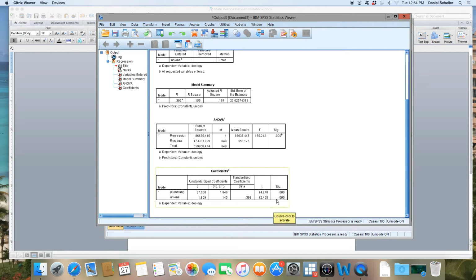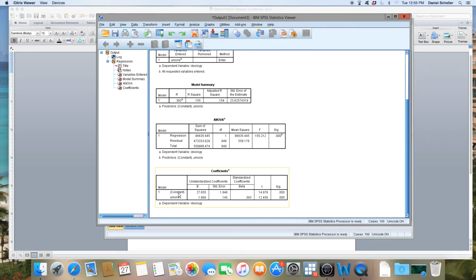Is it statistically significant? Yes. If you look at the SIG column for unions, it's 0.000, so that's good. We want the SIG value to be 0.05 or less, and that'll be 95% significant. If it's 0.01 or less, it's 99% statistically significant. So we would say yes, the effect of unions on state government ideology in this bivariate regression is statistically significant at least at the 99% level, probably even the 99.9% if you want to be super specific.